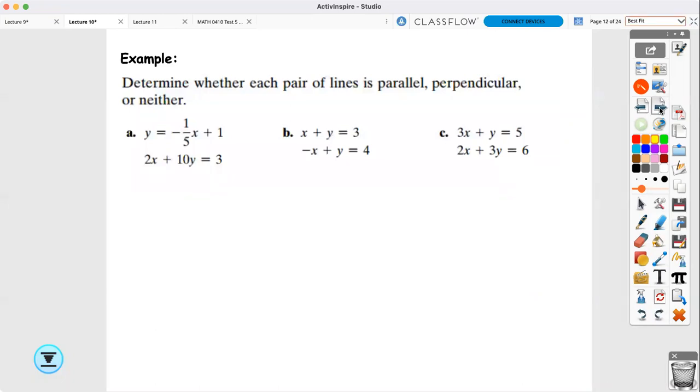Example: determine whether each pair of lines is parallel, perpendicular, or neither. I'm gonna go ahead and give you guys about 2 minutes to set up the sentence and write down A, B, and C. Notice that there's 3 pairs of equations. A is its own problem, B is its own problem, so is C. So 2 minutes to set it up before we jump into it.